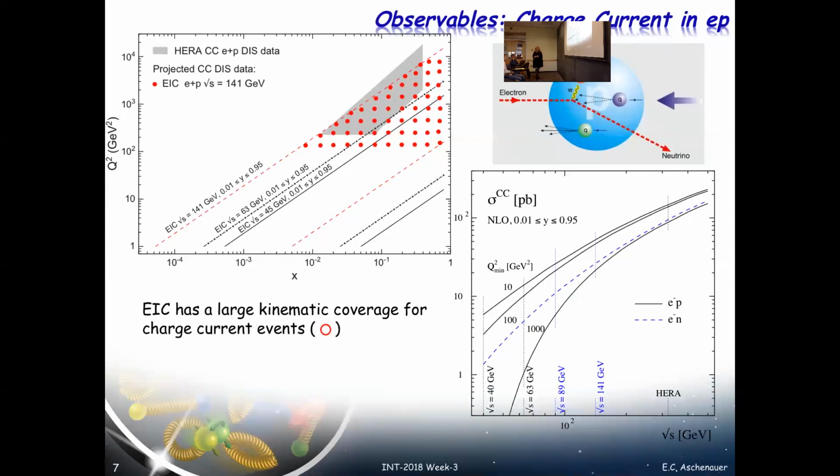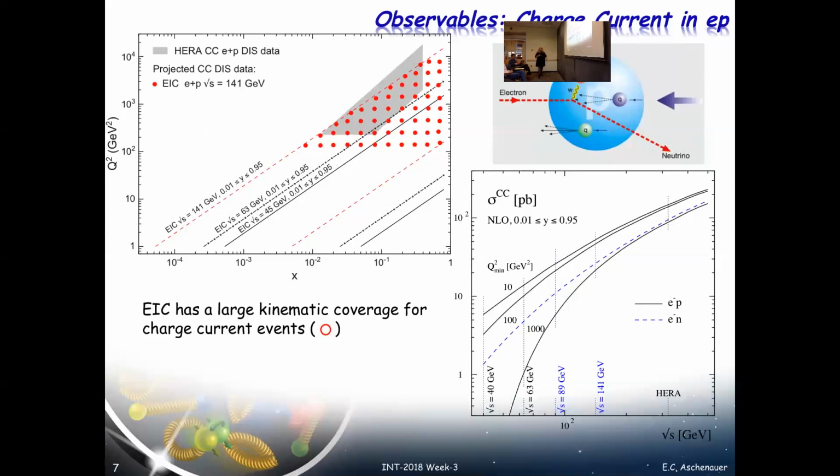And 100 actually is a kind of a nice compromise to start, because that gives you a good coverage also inside your detector to do this Jacquet-Blondel method, which you need to reconstruct your x and Q square, because remember, you don't have the lepton in charged current. You get the neutrino, which you of course cannot detect. So you have to reconstruct your kinematics all from the final state.